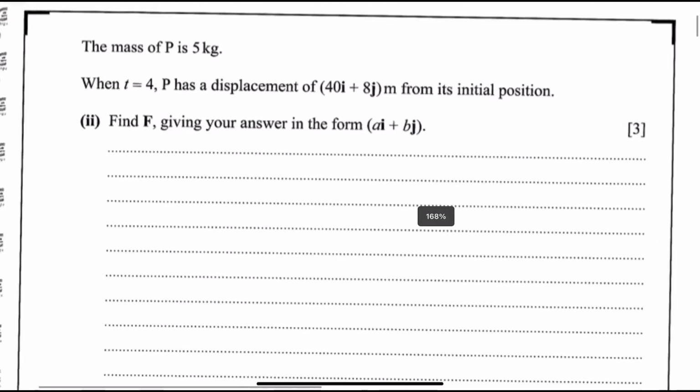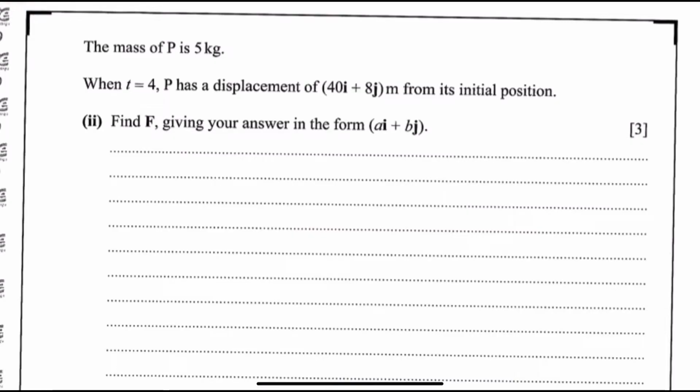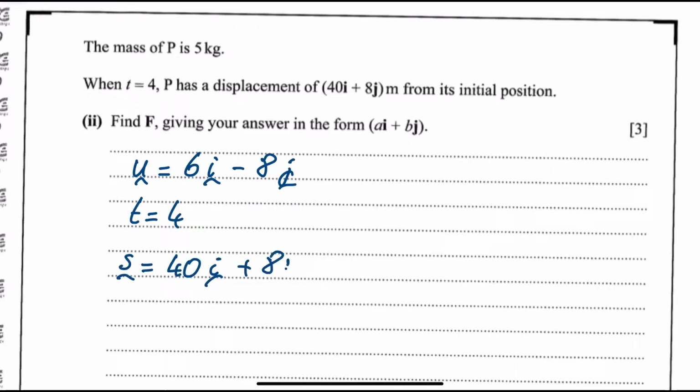Okay, next bit says the mass of P is 5 kilograms. When t is equal to 4, it has a displacement of 40i plus 8j from its initial position. Find F, giving the answer in the form ai plus bj. So your initial velocity, remember, was 6i minus 8j. They told us that in the question actually. Our time is equal to 4 and our displacement is 40i plus 8j. What we want to do is find our acceleration, because eventually we're going to find the force and you know the mass. Remember, force is equal to mass times acceleration.